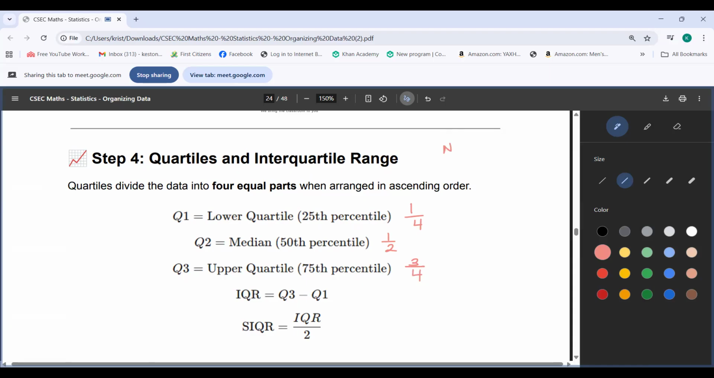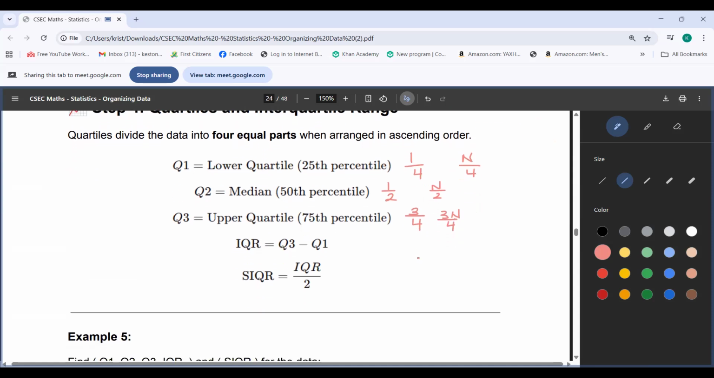So if N is the total number of observations, then my lower quartile is always N over 4. My median is half, and my upper quartile is 3/4.